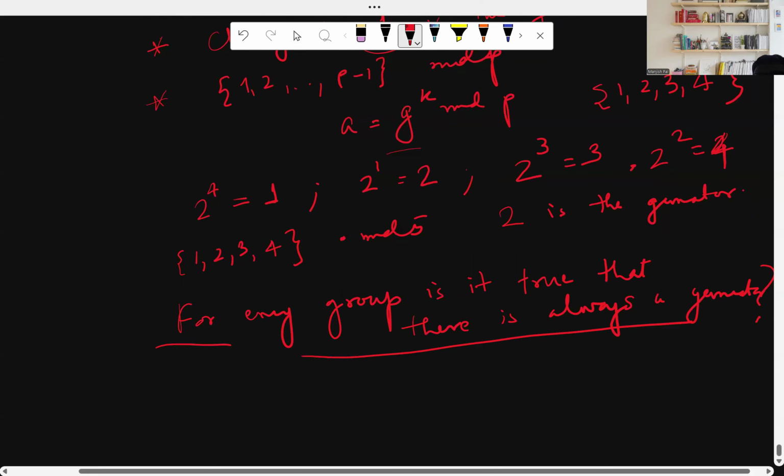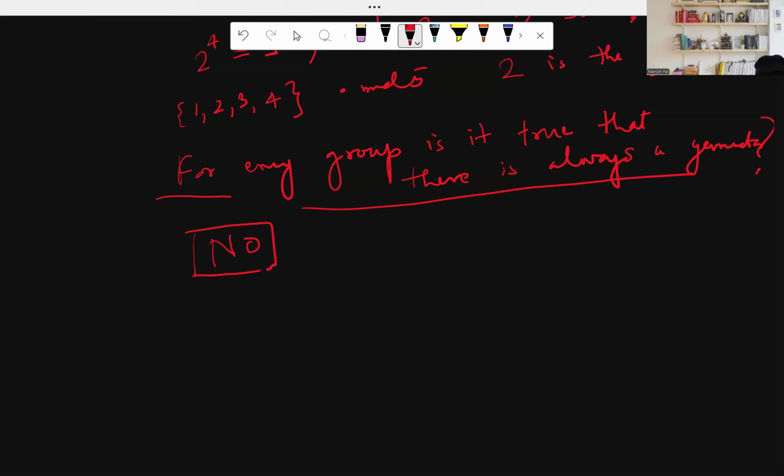In general, it is not true that every group is generated by a particular generator, but if such a generator exists, then it is called a cyclic group. And we will discuss the proof of this statement in the next class.